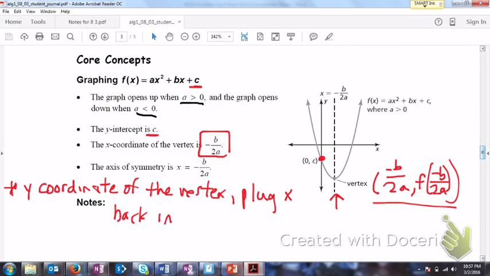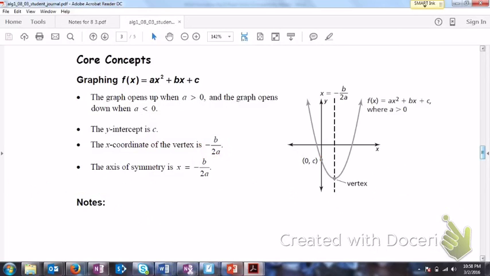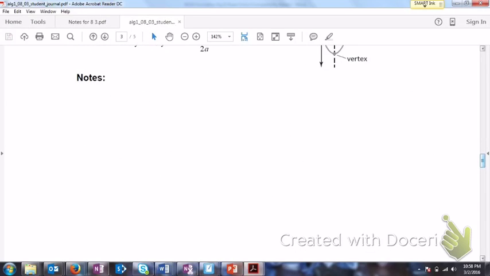Alright, so we're going to talk first a little bit about how to find the vertex, then we'll get into some graphing problems here in just a bit. If you need to pause, make some notes, feel free. Otherwise, let's go down to the notes section. You guys don't have to move anything. I've got to scroll down a little bit.